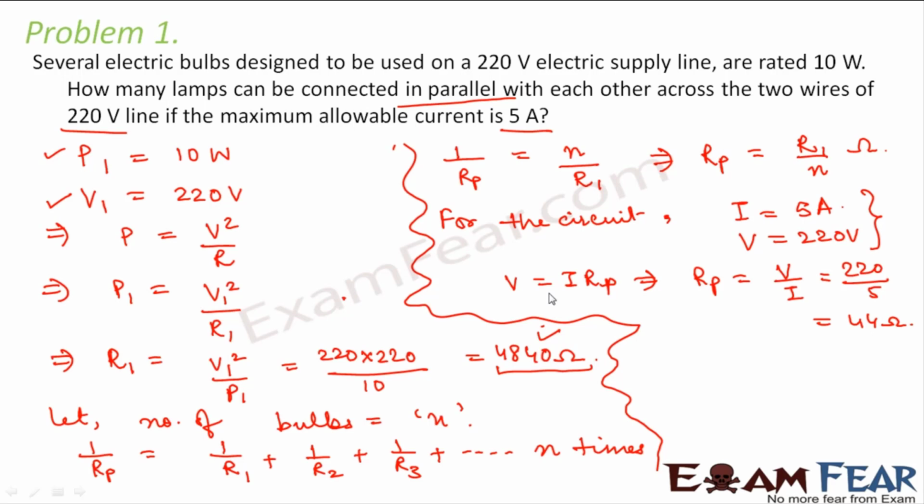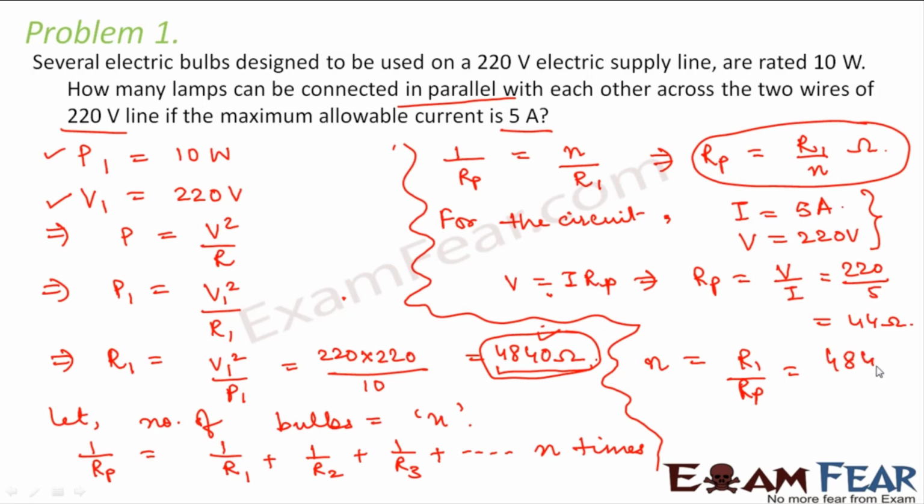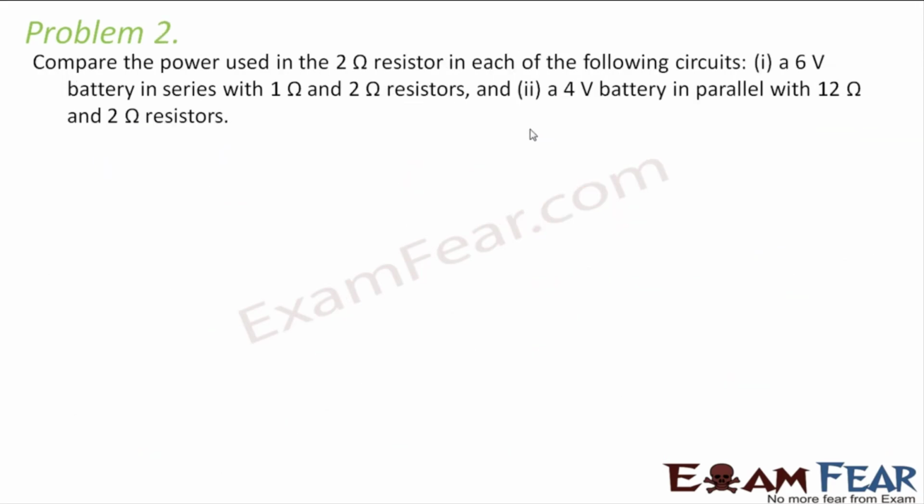So now we make use of this equation and we say that N is equal to R1 by Rp. R1 was 4840 ohms, so put it as 4840 divided by 44. So this comes out to be 110. So that means in order that a current of 5 amperes flows through this circuit, we will have to connect 110 electric bulbs in parallel with each other. Let us look at the next problem.